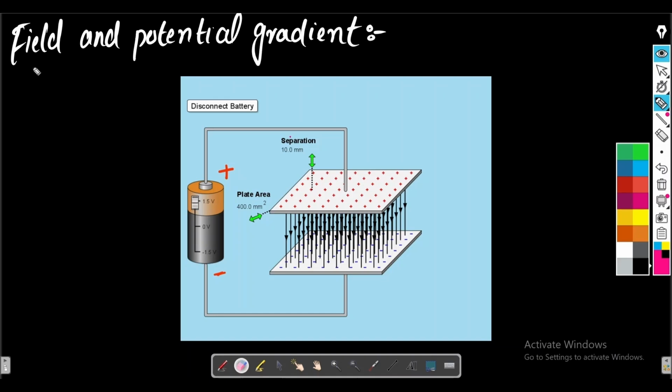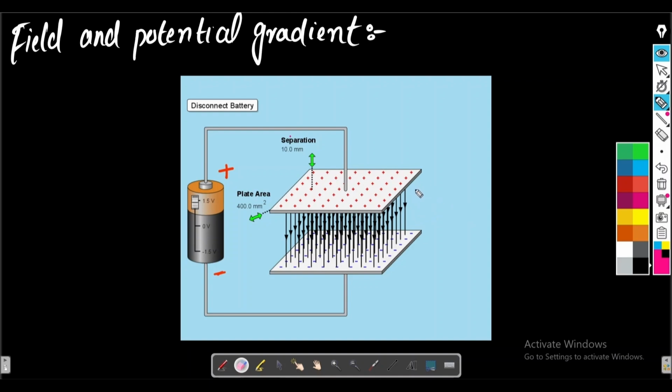Today in this video, we will find the relation between electric field and the potential gradient. So the title is Field and the Potential Gradient. Now in this video, we will consider the same example that we considered in the previous video.